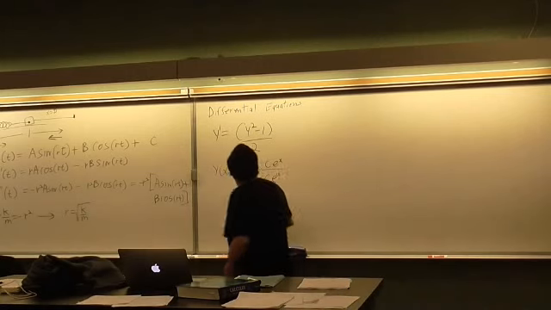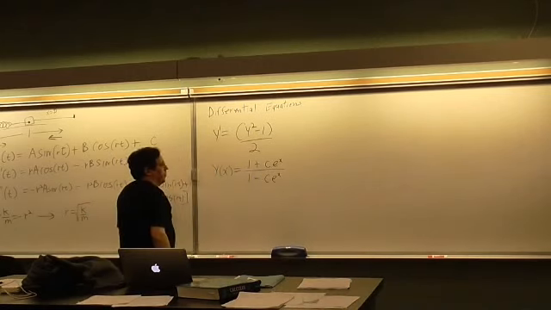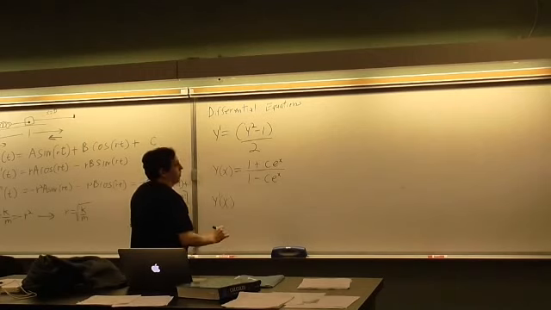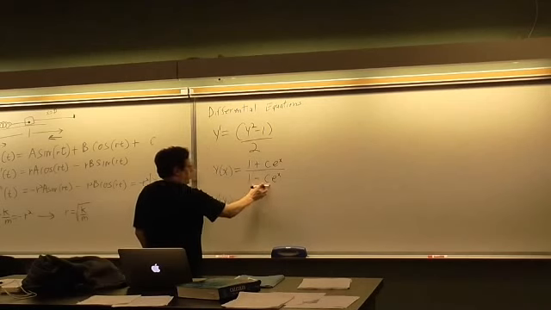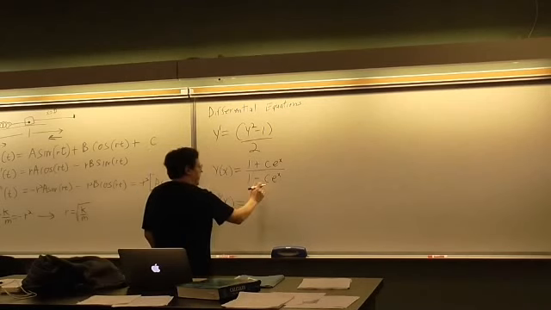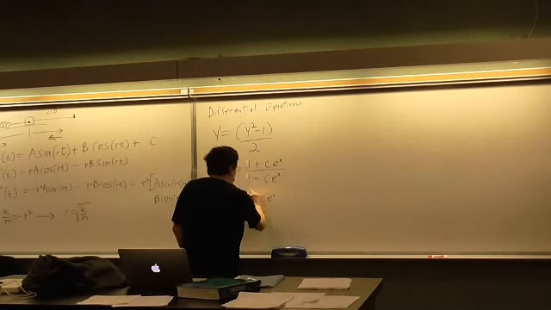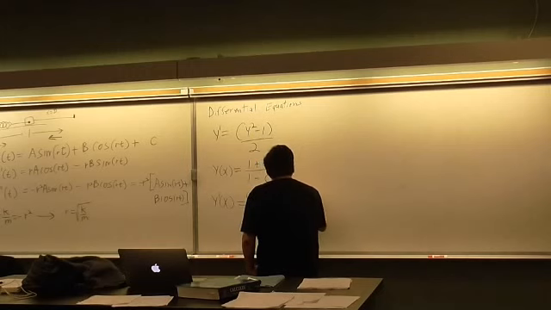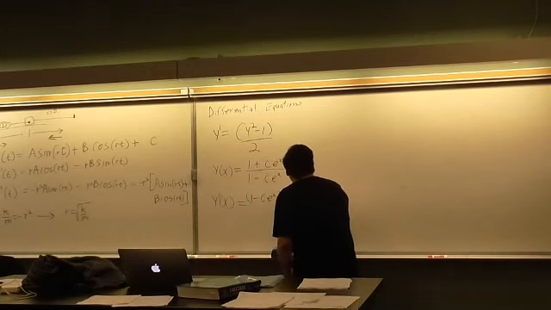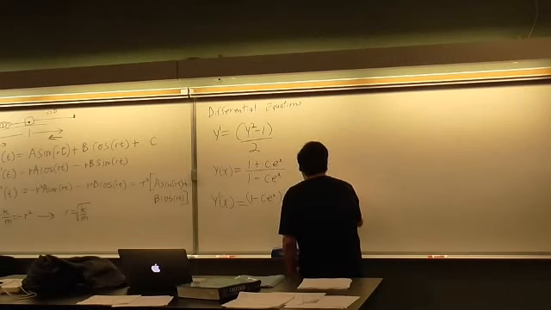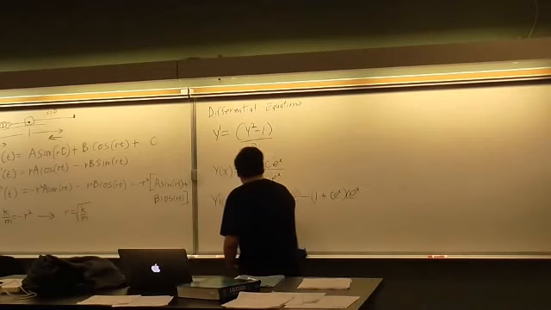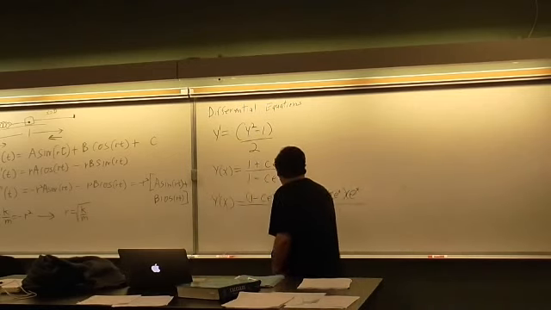Well, what are we going to need? We're going to need the derivative. So I'm going to use the product rule. I'm sorry, the quotient rule. So the denominator times the derivative of the numerator minus the numerator times the derivative of the denominator over the denominator squared.